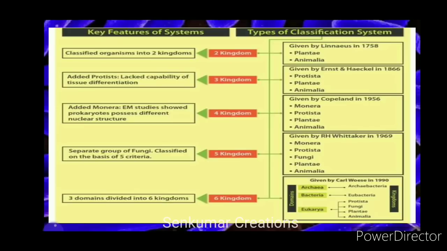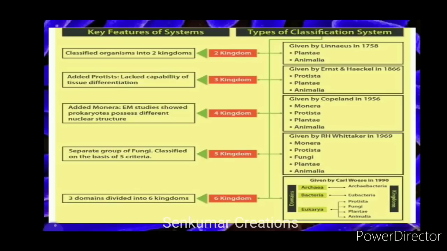Four kingdom classification. Again, along with these three, Monerans are added. Studies showed that prokaryotes possess a different nuclear structure. It was given by the scientist Copeland in the year 1956. And what are the four kingdoms? Monerans, Protista, Plantae, Animalia.